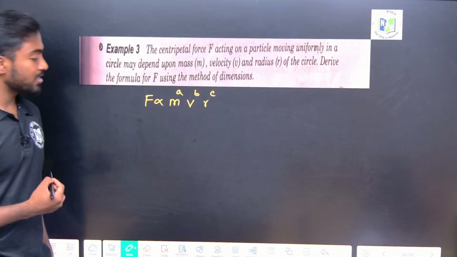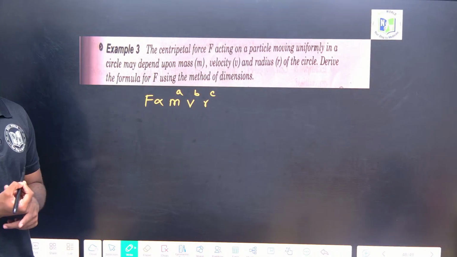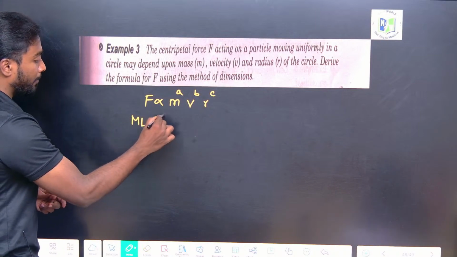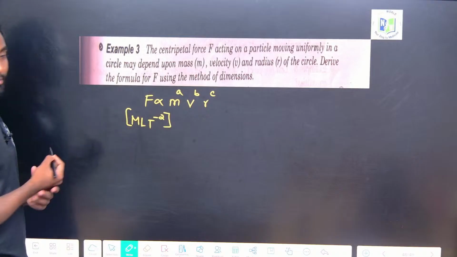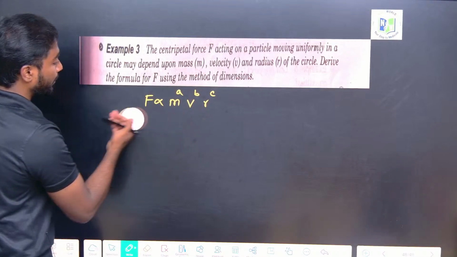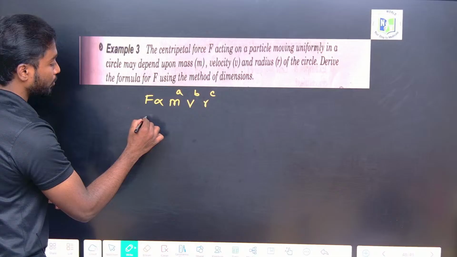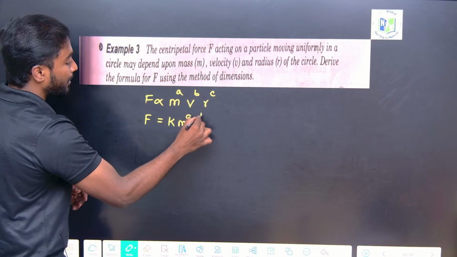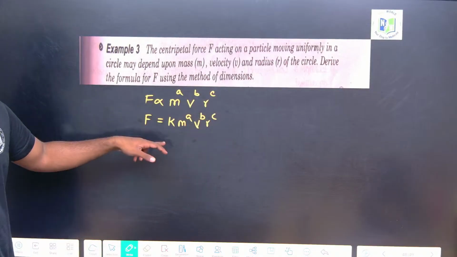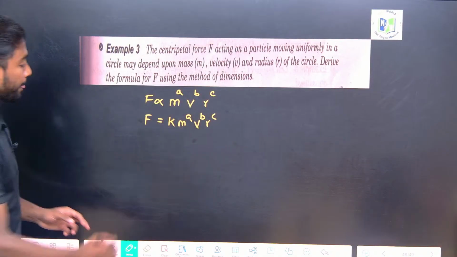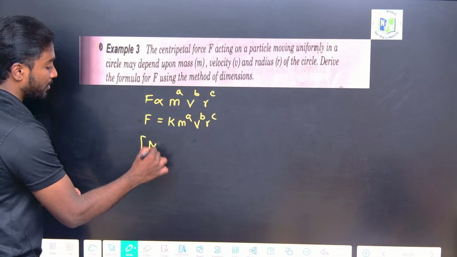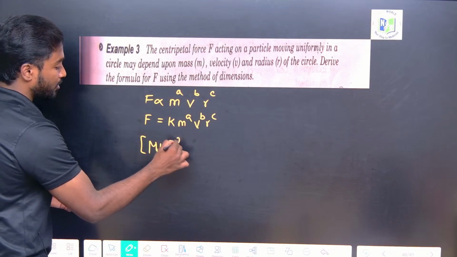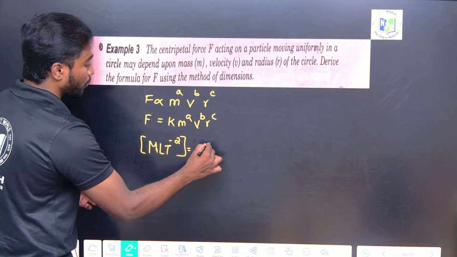So what is the dimension of force? The dimensional formula for force is M L T power minus 2. Before that, let me equate: F equals K m power A, V power B, R power C. To remove the proportionality, I have added a constant called K. So the dimension formula M L T power minus 2 equals K into the mass.